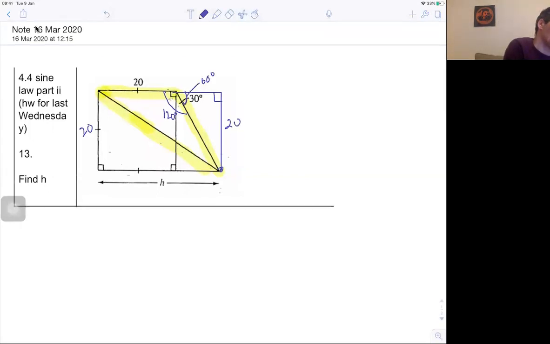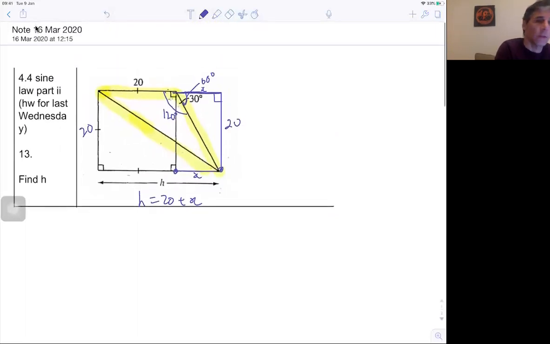And then this little bit at the top here, I could get that. We'll call that x. And because this is making a rectangle, that's the same as this portion down here. So you can see that h would just be 20 plus whatever that little x was. Now, how could I get that little x?